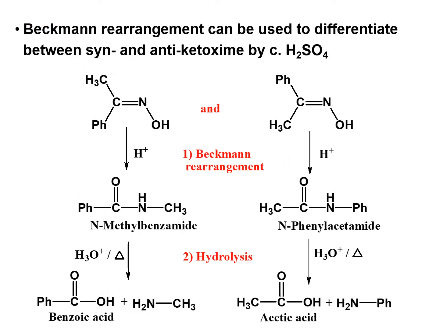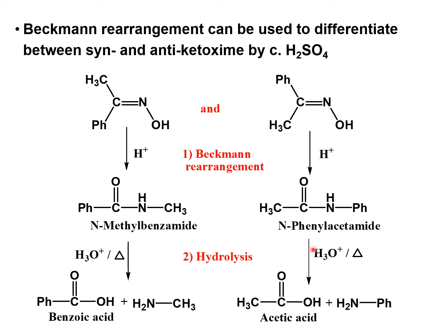As we've mentioned, the Beckmann rearrangement can be used to differentiate between the different isomers of ketoximes. As you see, these two compounds are almost the same. The only difference is in the geometrical isomerism around the double bond of the ketoxime: here you have the phenyl anti to the OH, and here you have the methyl anti to the OH. So here the methyl is what will migrate to the nitrogen, and here the phenyl is what will migrate to the nitrogen. So this ends up with the N-methylbenzamide, and this ends up as the N-phenylacetamide.